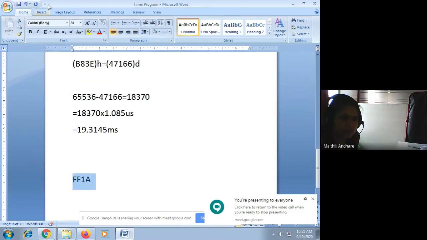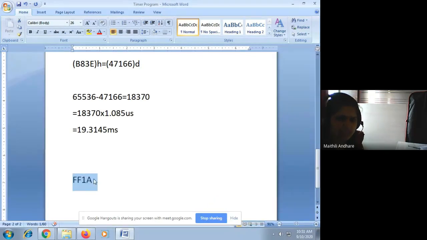See, I have written one number on the screen. FF1A. So in the next lecture, all of you just do the calculations the same way and by both methods, that is the hexadecimal and decimal, and find how much delay is generated by this value. Okay. So in the next lecture, I will ask the value for the same.